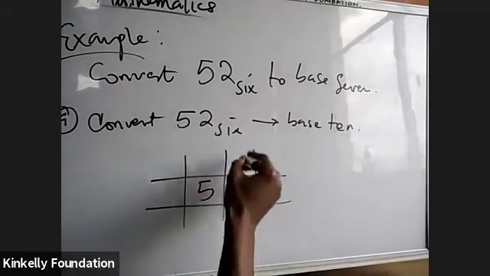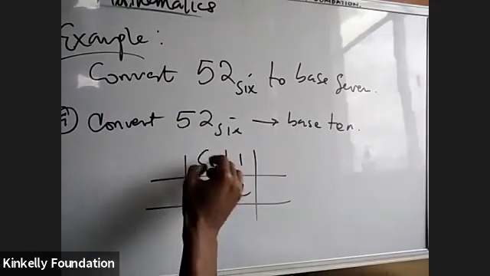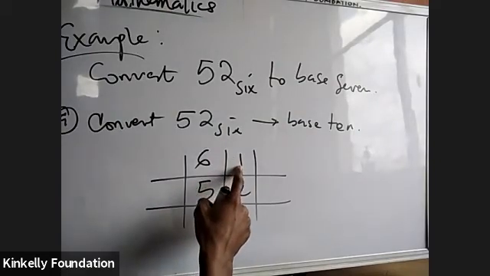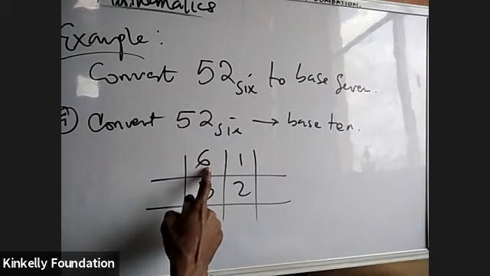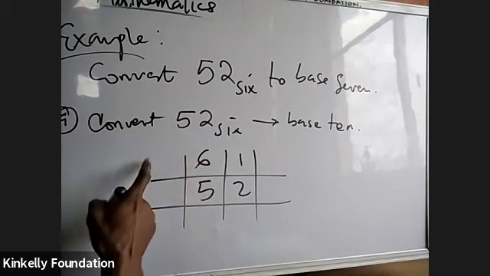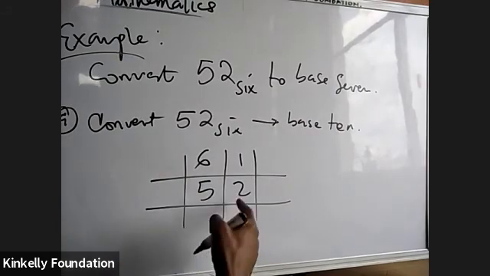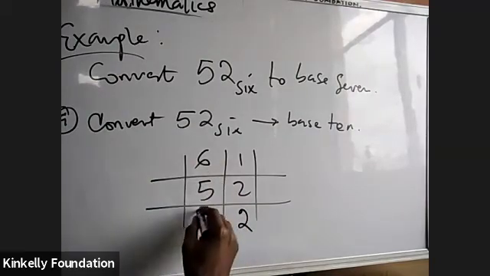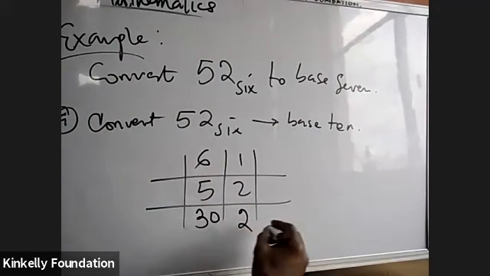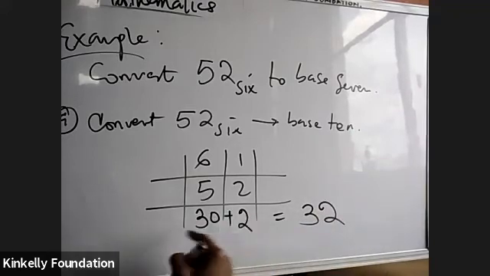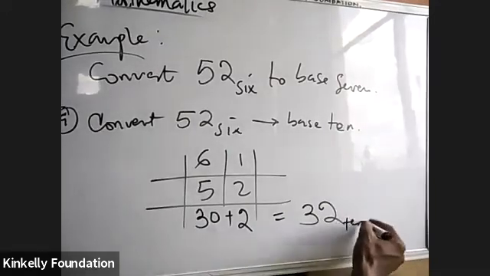You start with 1, base 6, that's 6 raised to power 0. This one is 6 raised to power 1. If there's another value here, it should be 6 raised to power 2. So here this is 2, and this is 30. Add these two, 30 plus 2, and you get 32. So this is 32 in base 10.